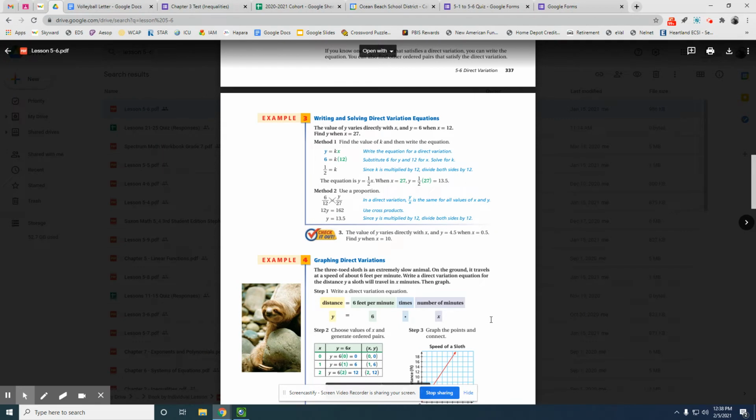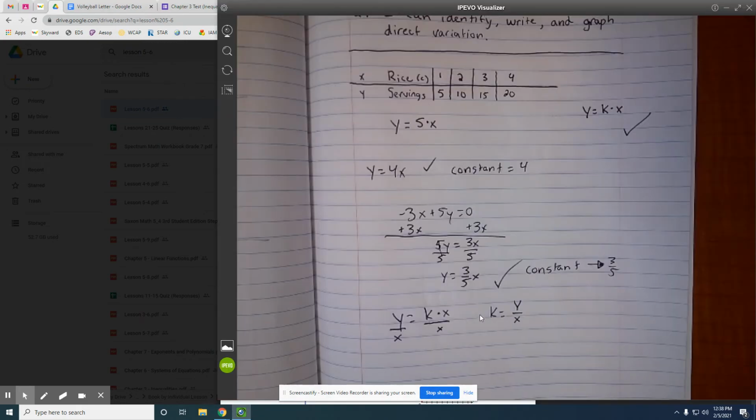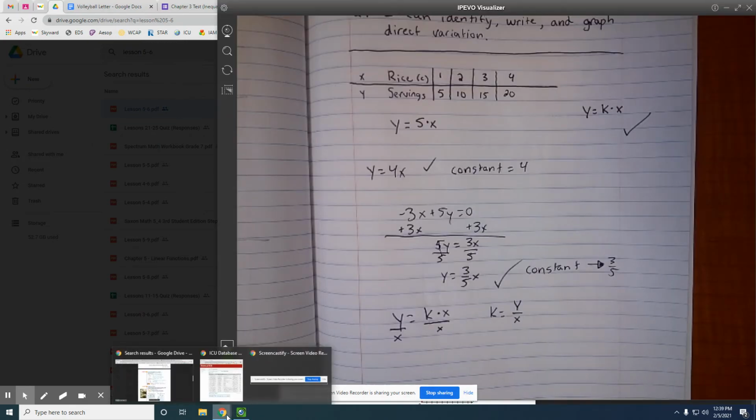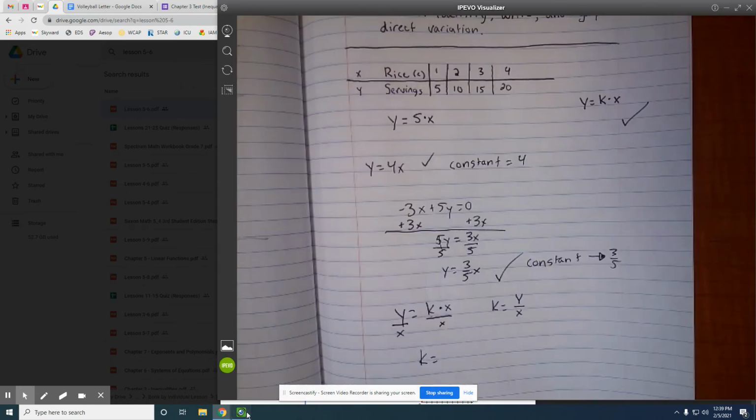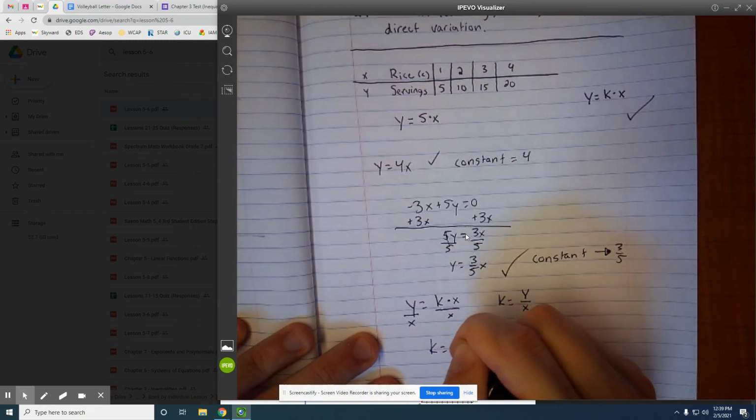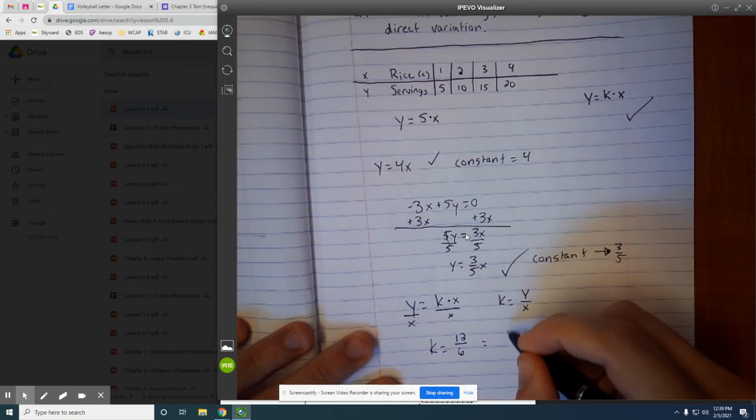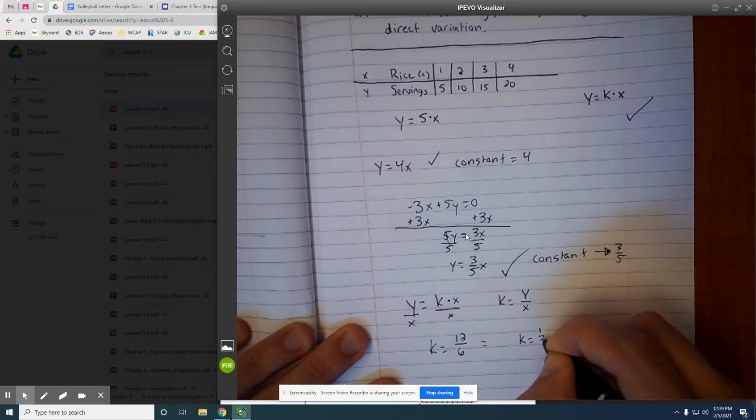All right, the next part of our lesson is example 3. It says the value of y varies directly with x, and y equals 6 when x is 12. Find y when x is 27. For this one, we're going to be solving the formula. Again, k is equal to y divided by x. They gave us y and they gave us x. When y is 6, x is 12. So k is y divided by x, 6 divided by 12. So k is going to be equal to 1/2.